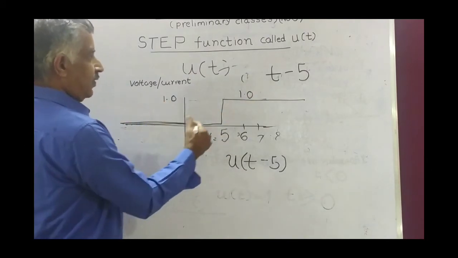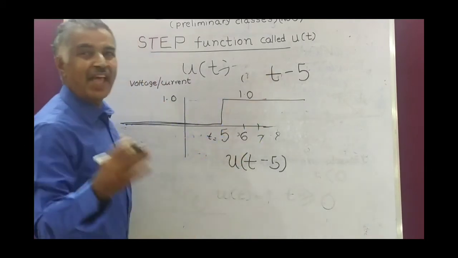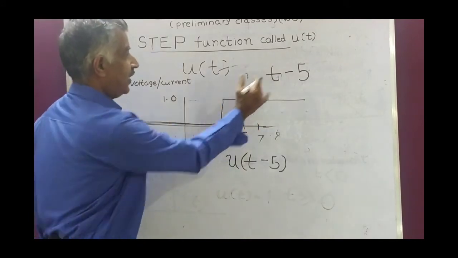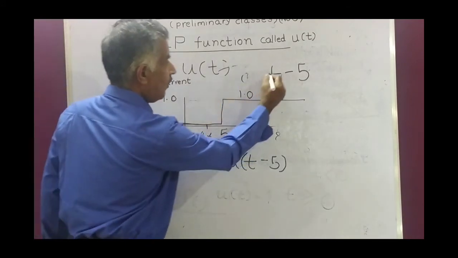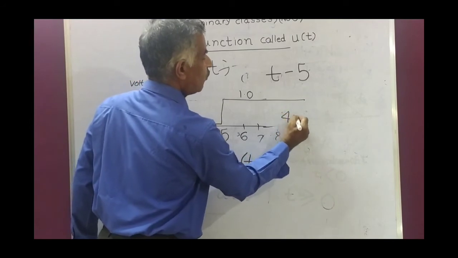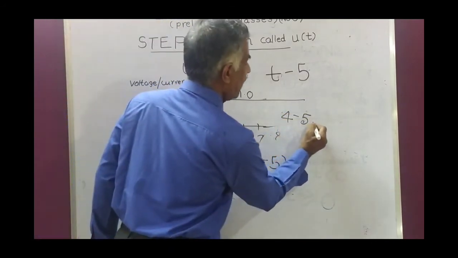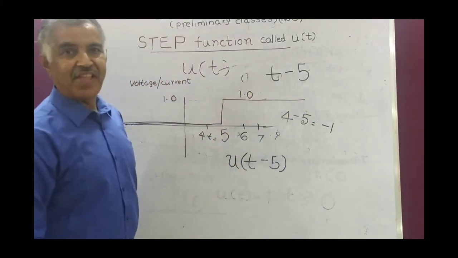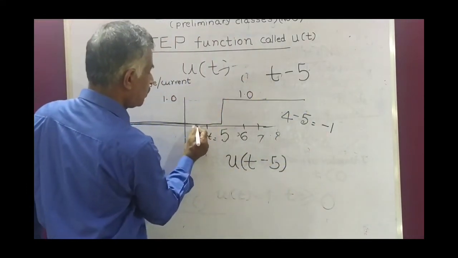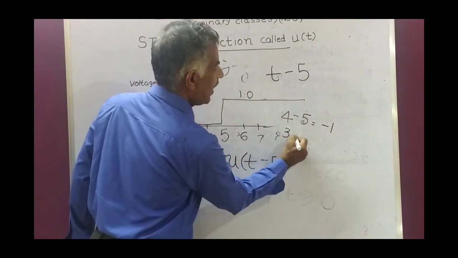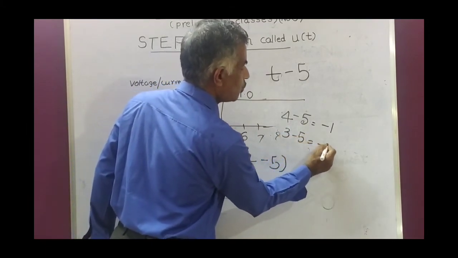So you take t values less than 5. For example, 4. Take t equal to 4. So what is t minus 5? It is 4 minus 5. 4 minus 5 means negative, minus 1. So it is less than 0. Take t equal to 3. 3 minus 5. It is minus 2.